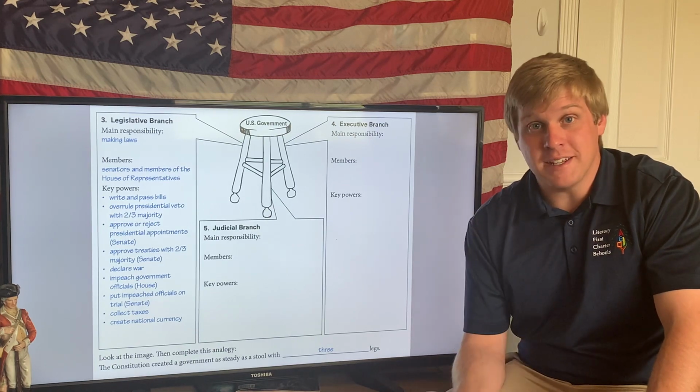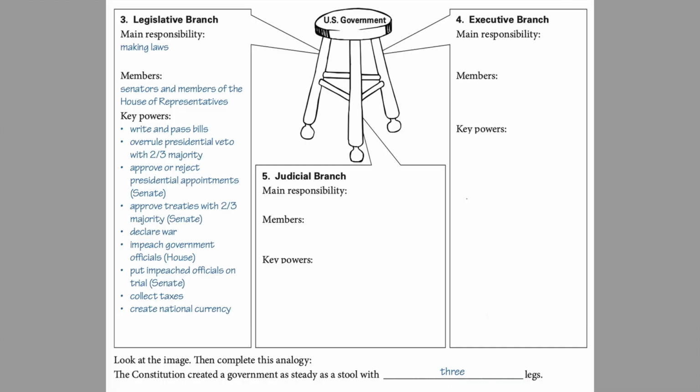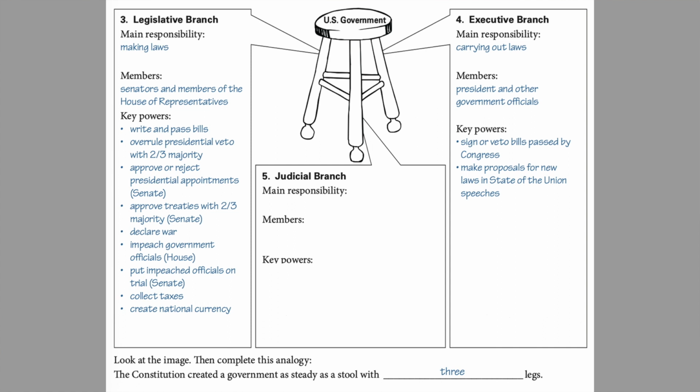Alright, so we're looking at the executive branch here. The main responsibility of this branch is to carry out the laws that the legislative branch makes. The main person that does this is the President of the United States, along with a few other government officials in the presidential cabinet. The following is a list of some of the powers the president has. He can sign or veto any bills passed by Congress. He can make proposals for new laws in the State of the Union speeches. And in case of emergency, the president can also call the Congress together for special meetings.